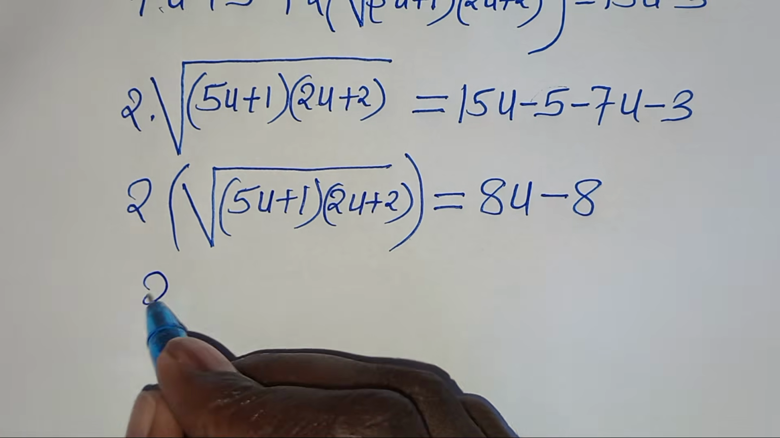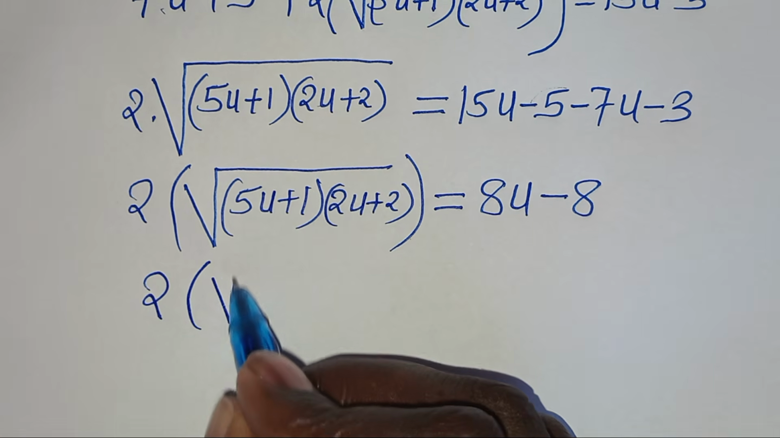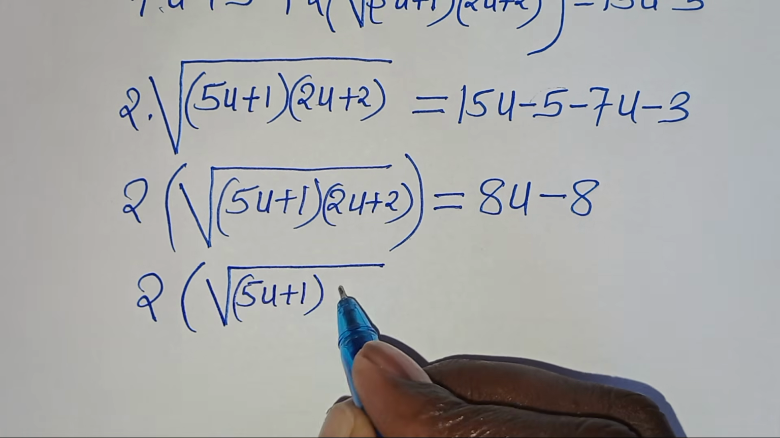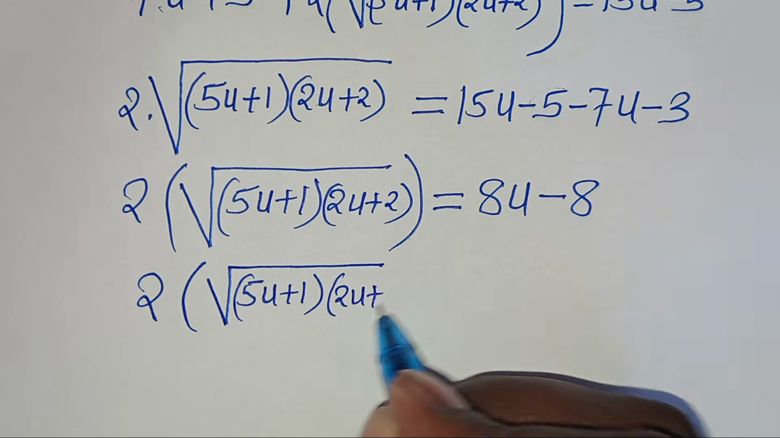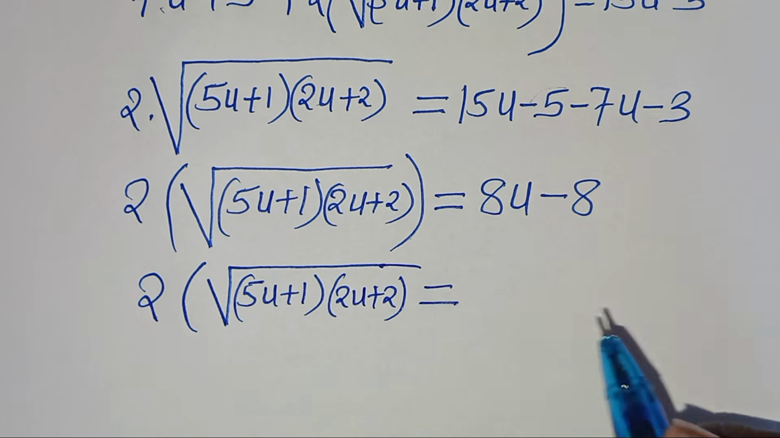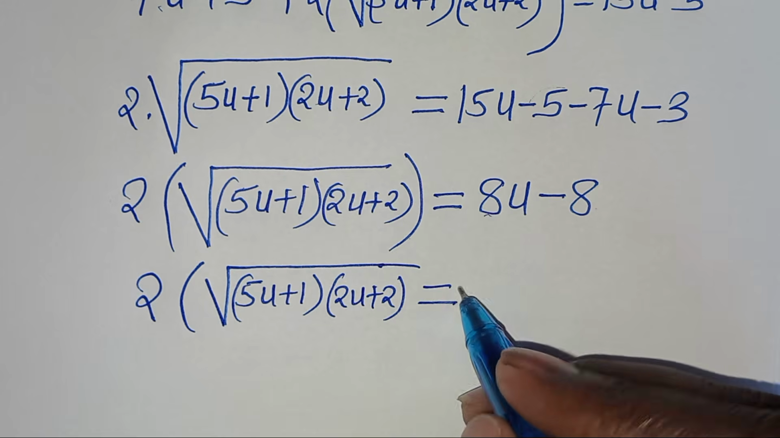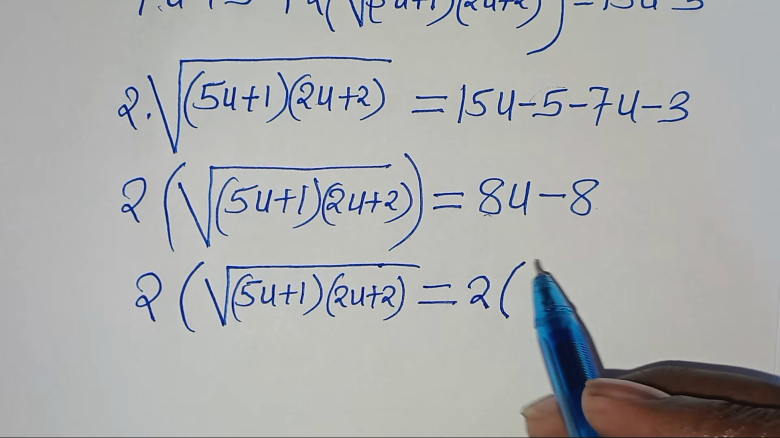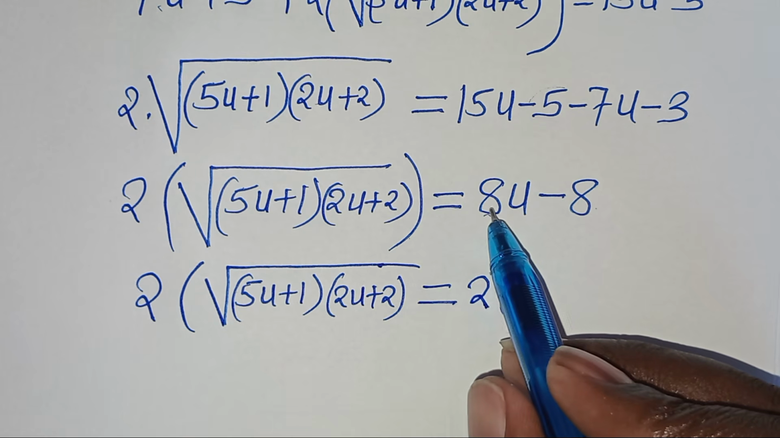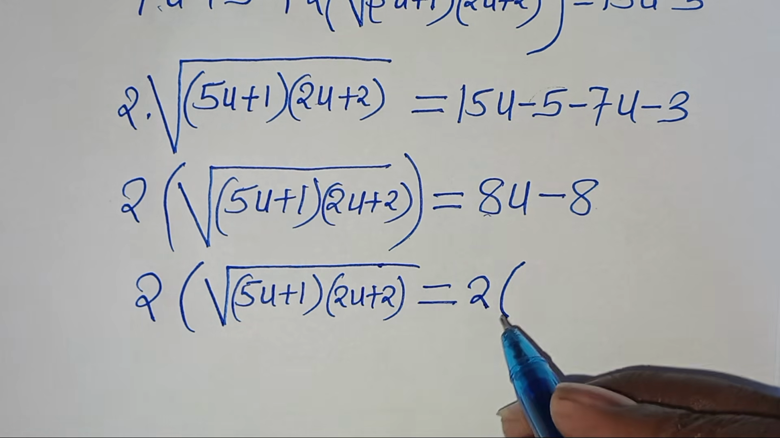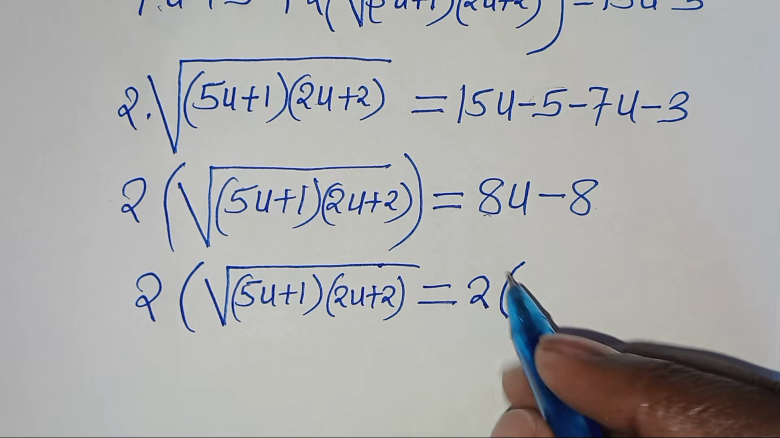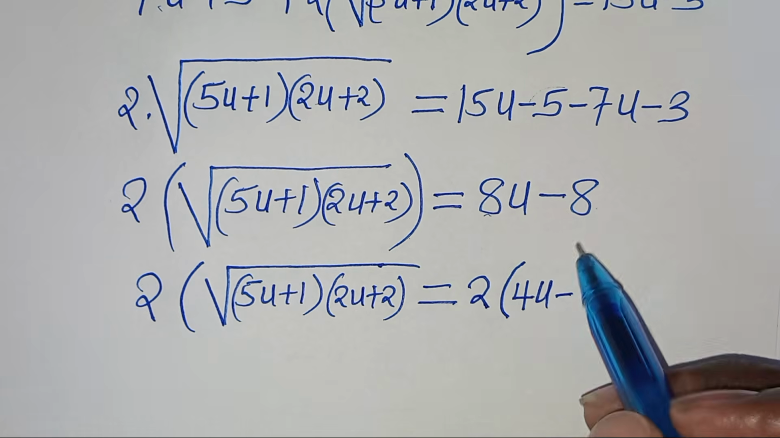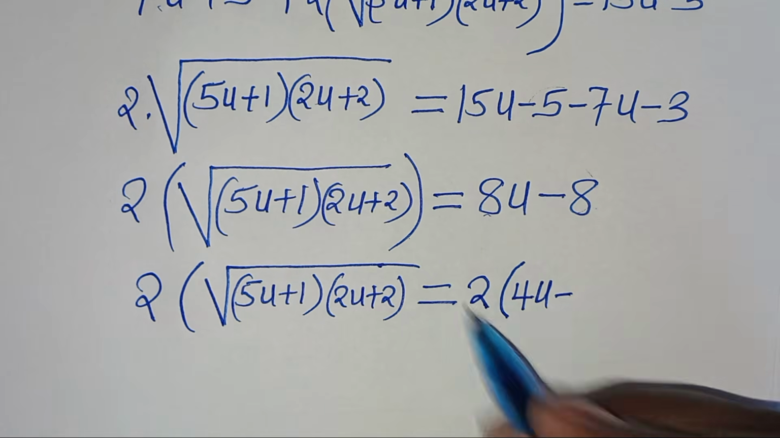So we have 2 into the parentheses. This is the square root of 5u plus 1 multiplied by 2u plus 2. This is equal to, now from here we have that 2 is common here. We can factor out 2, so that now here we have 8u divided by 2. This means we have 4. This is 4u minus, now this is 8 divided by 2.